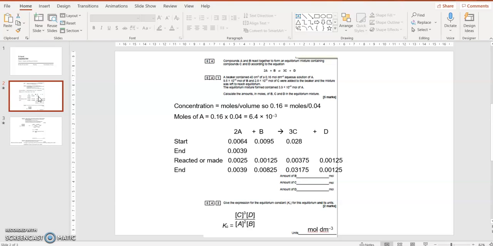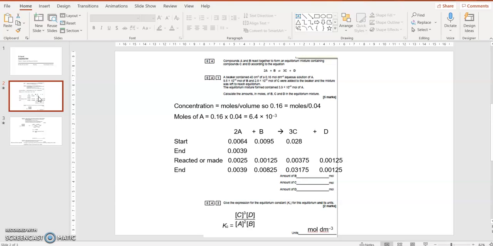and then you've got to use molar ratios. 2 moles of A react with 1 of B, so if I take the 0.0025 and divide by 2, I know how much B is used up, 0.00125, so 0.0025 moles of A is used up, 0.00125 moles of B is used up. If 0.00125 moles of B is used up and I multiply it by 3, 1 mole of B makes 3 moles of C, so 0.00375, that's 0.00125 times 3, that's the number of moles of C, and the amount of D is the same as B, so the amount of B that's used up is the amount of D that's been made, 0.00125 or 1.25 times 10 to the minus 3.